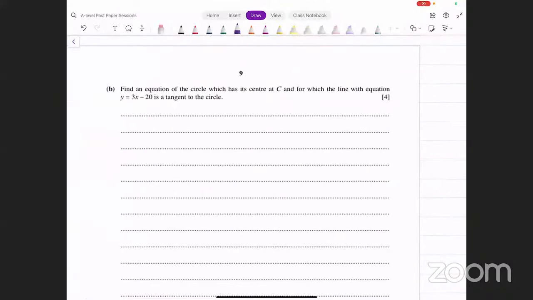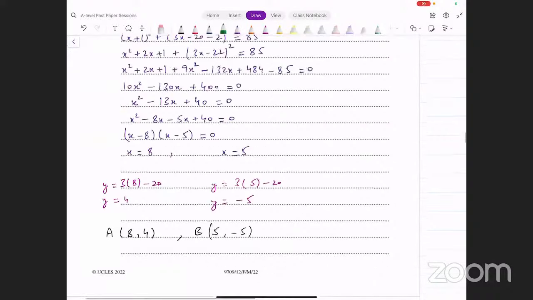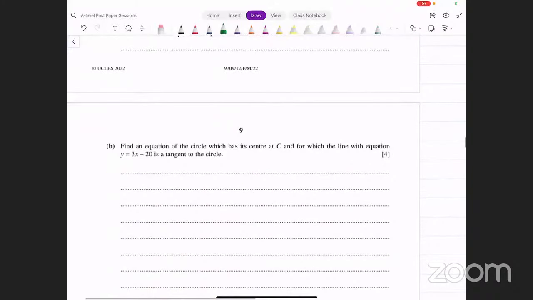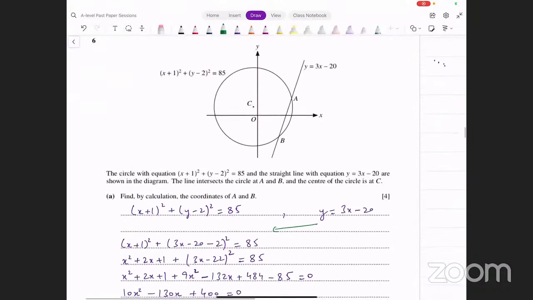Find an equation of the circle which has its center at C and for which the line with the equation y equals 3x minus 20 is a tangent to the circle. Okay, now let's think about this. Center C है. Figure से सोचना थोड़ा सा आसान होएगा. This is the center, still the same center. But now the line with the equation y equals 3x minus 20, जो ऊपर line नजर आ रही थी आपको, that is a tangent to the circle. So what is it going to look like?